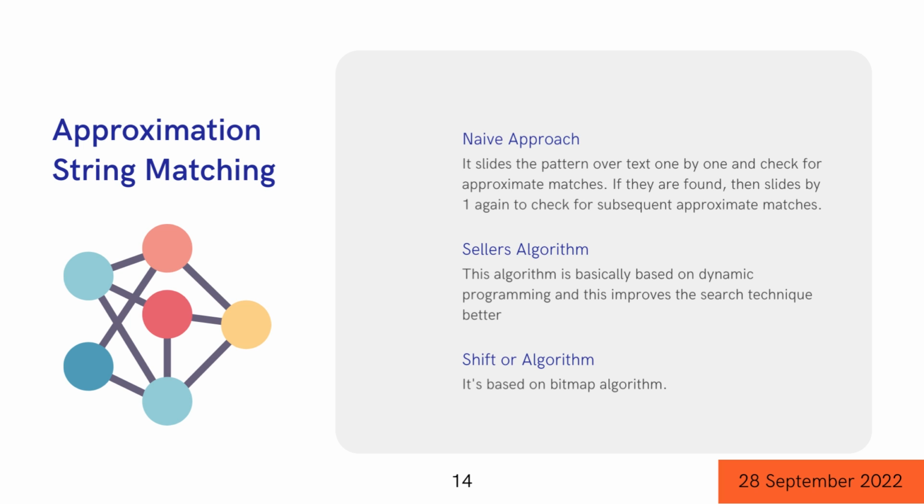It's like the exact naive approach. And then Sellers' algorithm is based on dynamic programming, and this improves the search technique. And then the Shift-Or algorithm is based on bitmap operations.